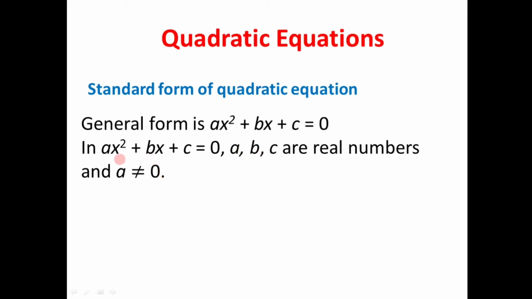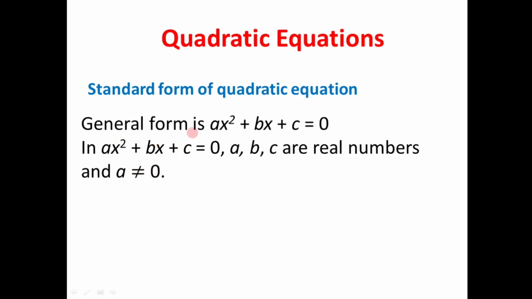and one condition is given here that a must not be equal to 0, because if a is equal to 0, then 0 into x square, that term will be eliminated and we will have bx plus c is equal to 0. And bx plus c is equal to 0 is not a quadratic equation because the highest power of the variable involved in it is not 2. That will be a linear equation. So therefore, there is one condition given that a must not be equal to 0.